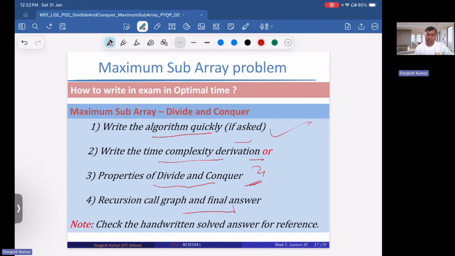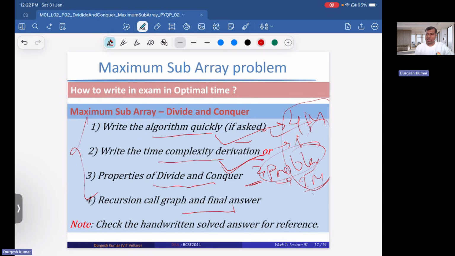Like in this question, they have asked the algorithm, they have asked the time complexity derivation, they have asked the problem definition. So these three things I will write quickly. So this will give me 4 marks. This will give me 1 mark. This will give me 1 mark. So as a result, I have secured 6 marks within less than 5 minutes, 3 to 5 minutes, and without any trouble. Then the cream answer is the recursion call graph, which will consist of 4 marks.